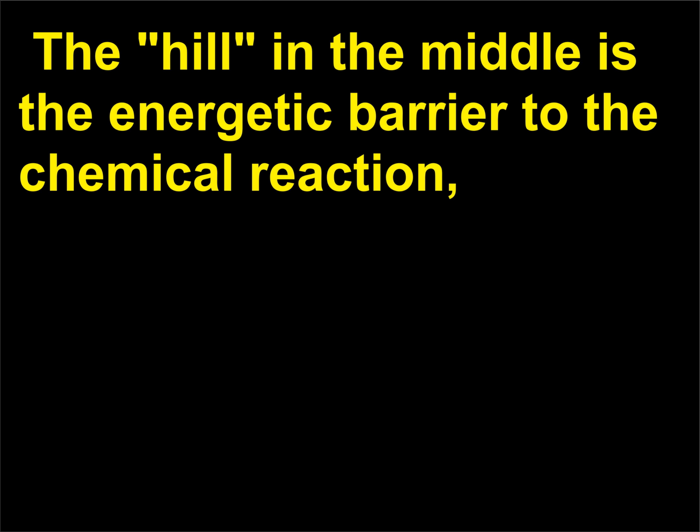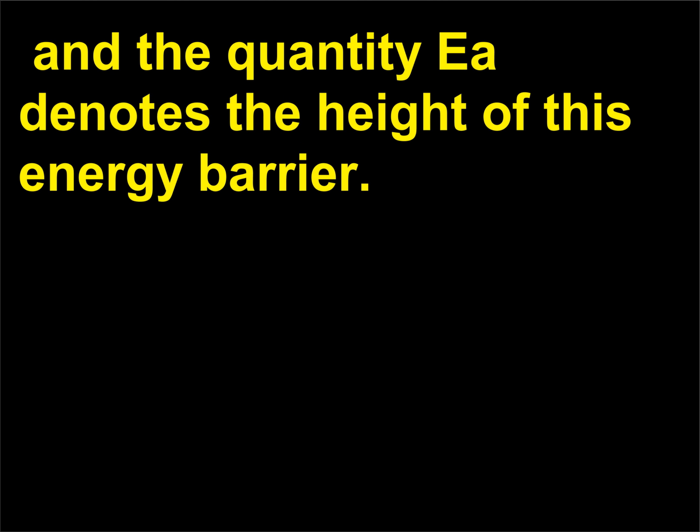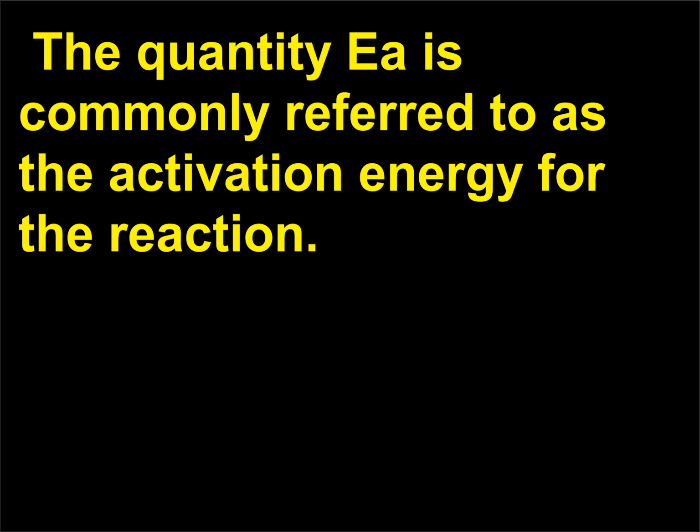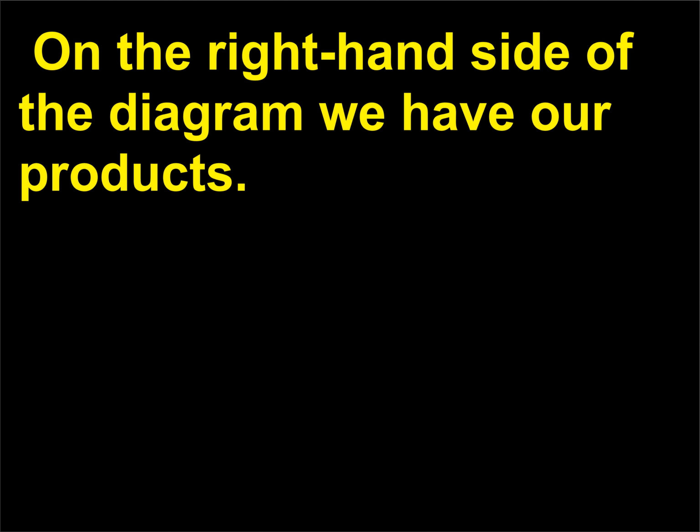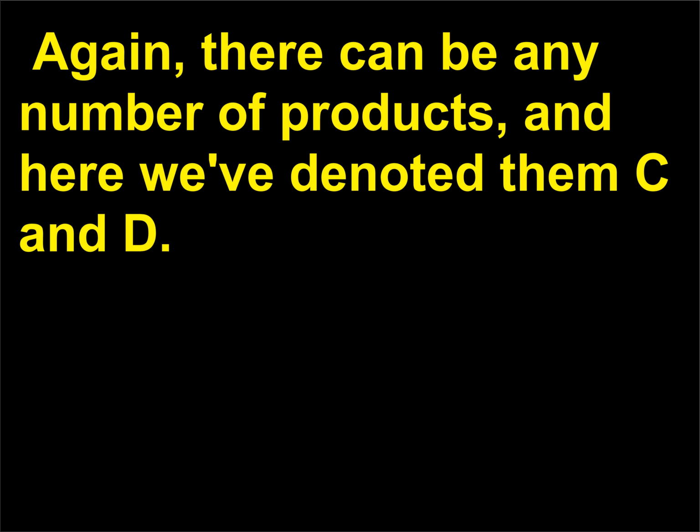The hill in the middle is the energetic barrier to the chemical reaction, and the quantity EA denotes the height of this energy barrier. The quantity EA is commonly referred to as the activation energy for the reaction. On the right-hand side of the diagram we have our products. Again, there can be any number of products, and here we've denoted them C and D.